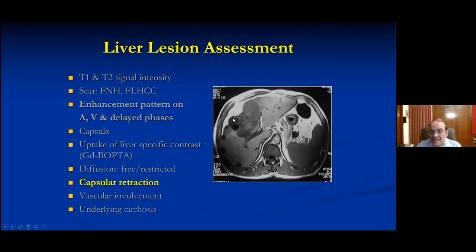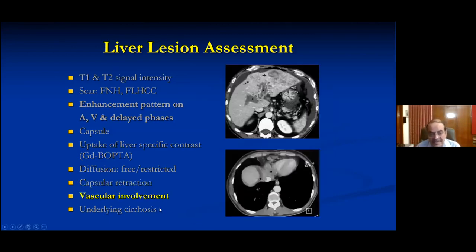Capsular retraction. This is the dip in the surface of the lesion over this T1 hypointense lesion. Capsular retraction was initially described for the lesion called epithelioid hemangioendothelioma, but we know that it's not pathognomonic of this lesion. You can get capsular retraction in some other lesions also, like mass-forming cholangiocarcinoma.